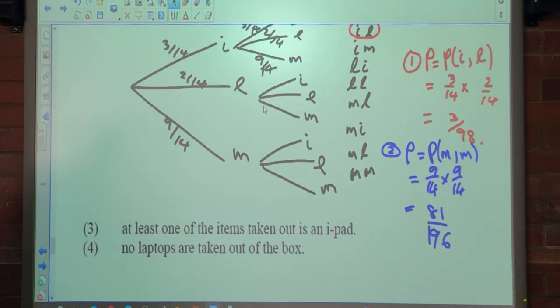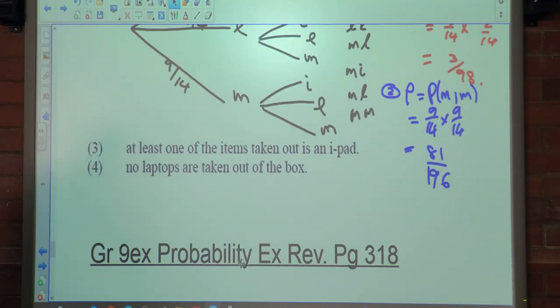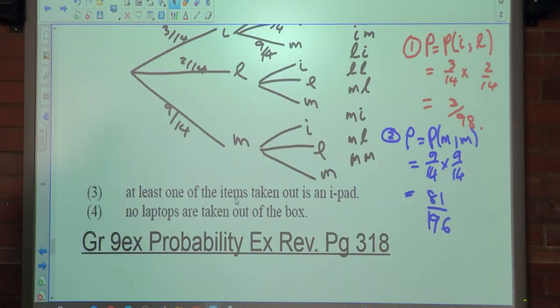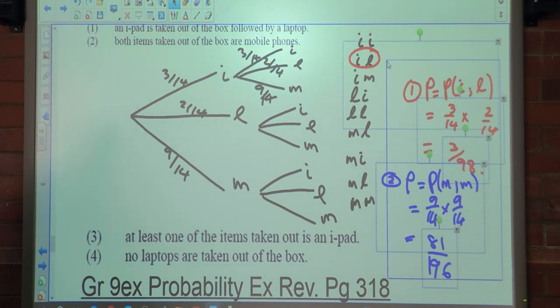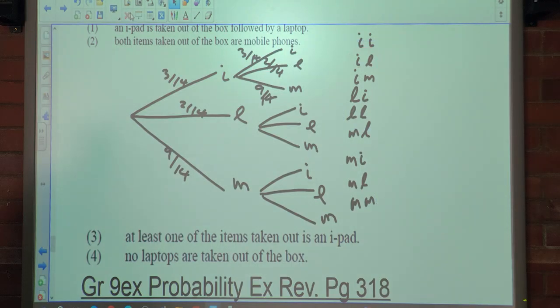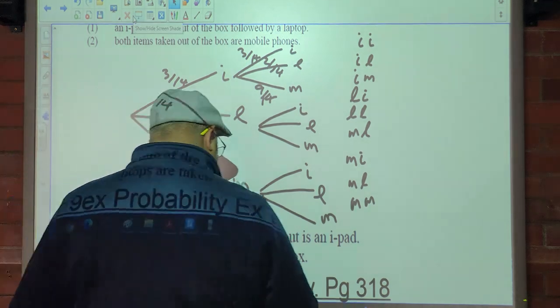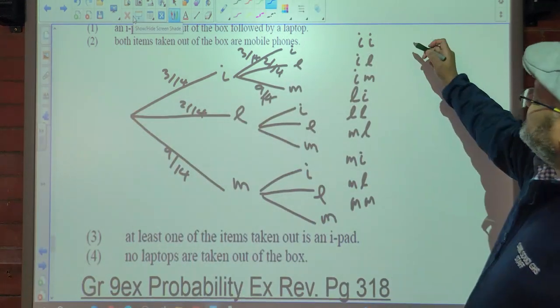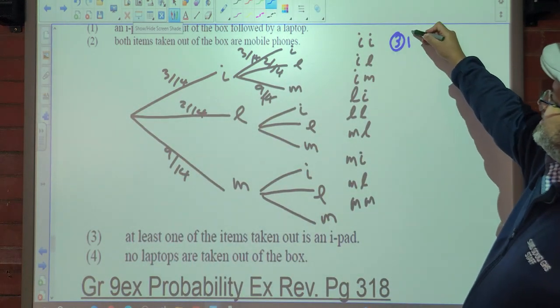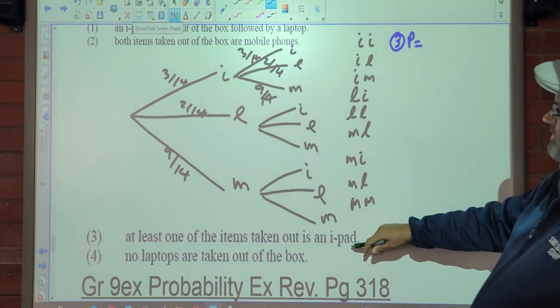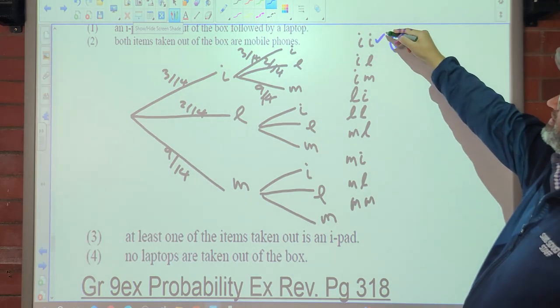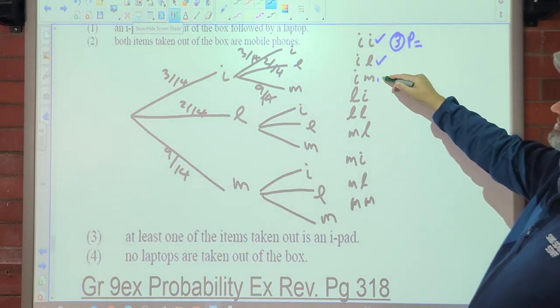Then we are told that at least one of the items taken out is an iPad. At least one of the items is an iPad. So can both be iPads? Yes. So if it says at least one, both could be. Okay, so what is the probability that at least one is going to be an iPad? So could it be II? Yes. IL? Yes. IM? Yes.